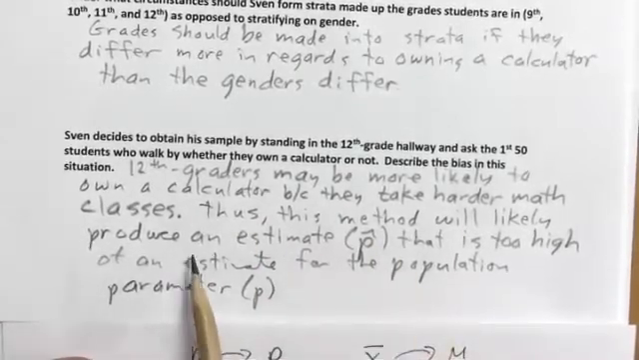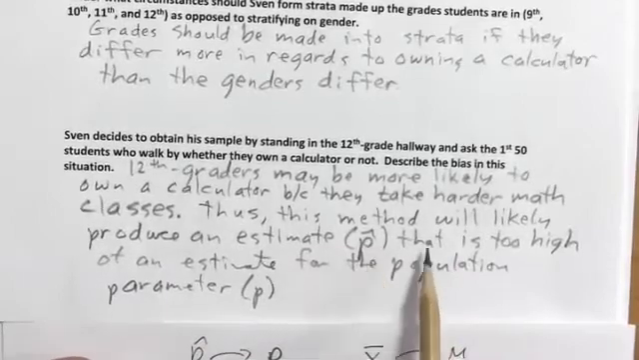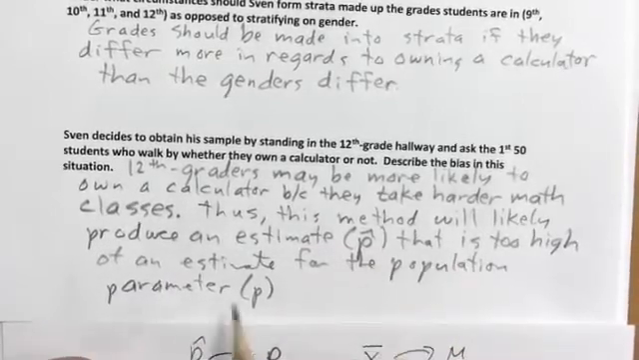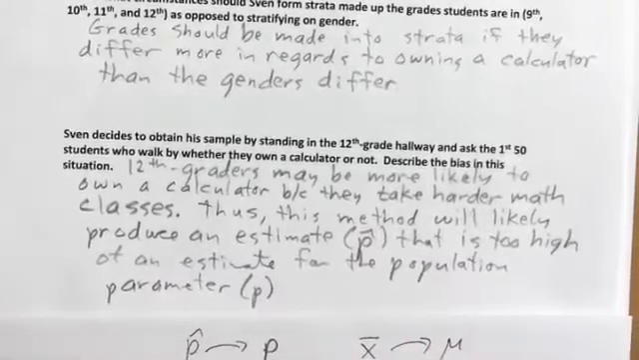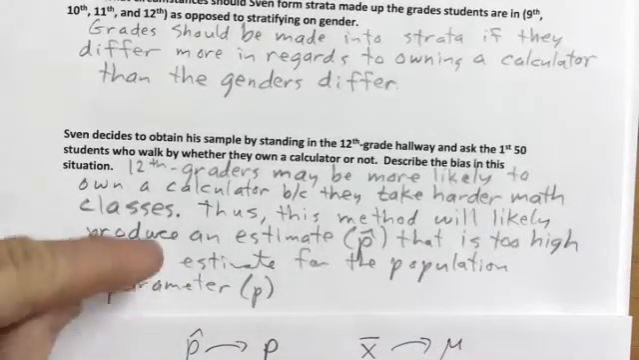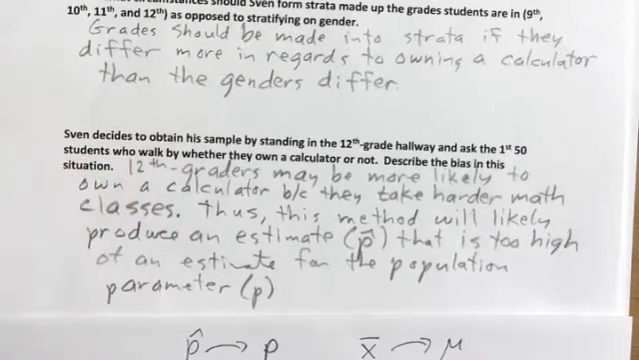Thus, this method will likely produce an estimate, P hat, that is too high for the population parameter P. You have to clearly state which way you think the estimate will be off and why. You have to give reasoning there, like I did. So there you go, when you're asked to describe a biased situation.